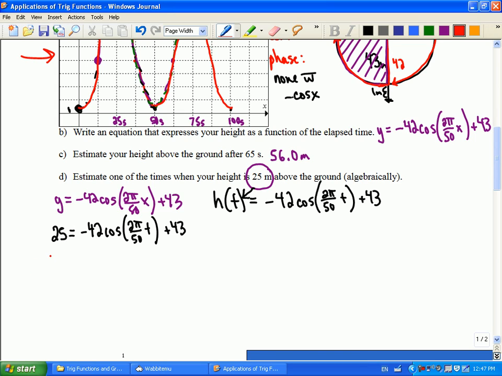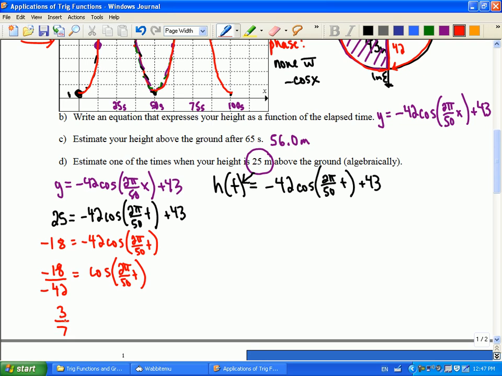So I think that's going to be 18. Sorry, negative 18. And negative 18 over negative 42. I guess I can go one more time here. That'd be 3 out of 7 if I simplify that fraction. I might as well simplify this one too.